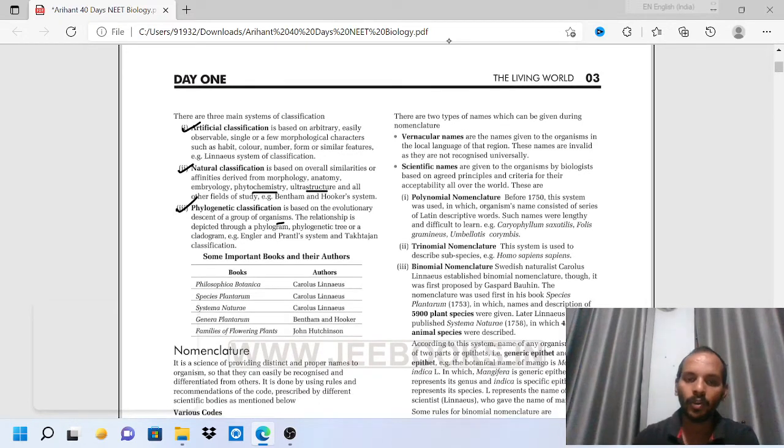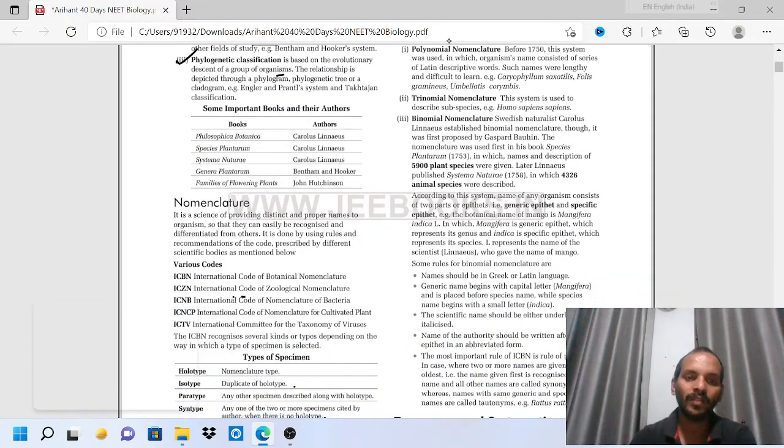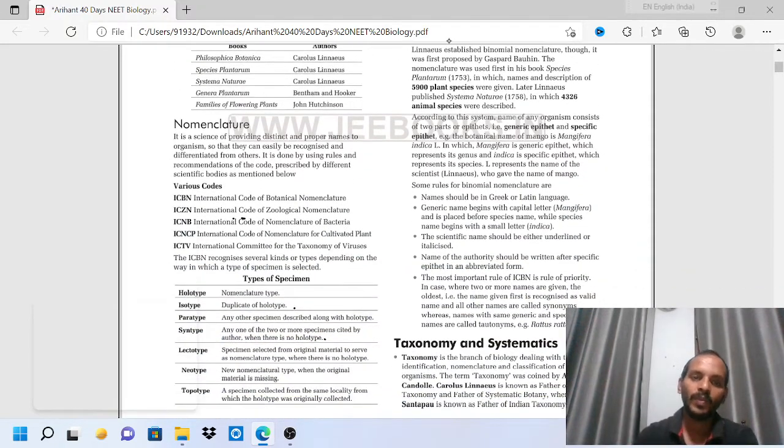Next, nomenclature. Giving a name is known as nomenclature. There are various codes for nomenclature like ICBN, ICZN, ICNB, ICNCP, ICTV.